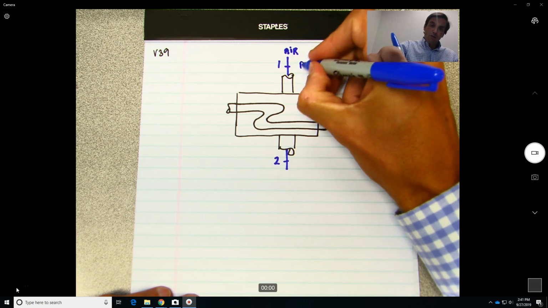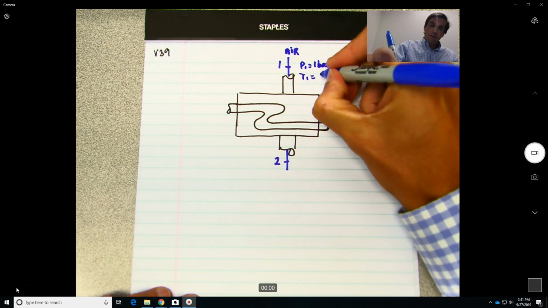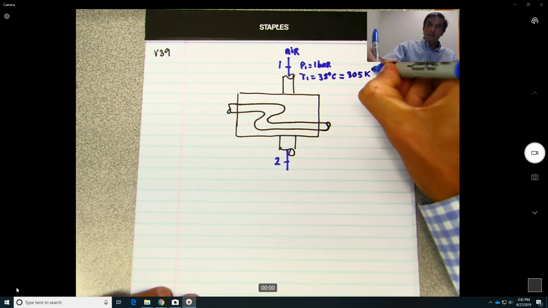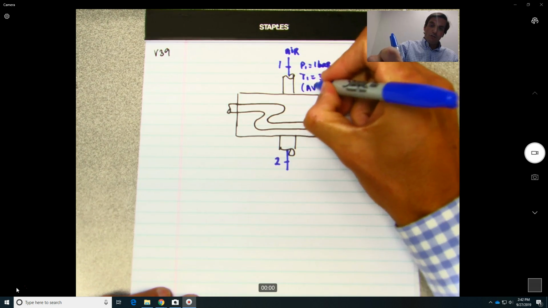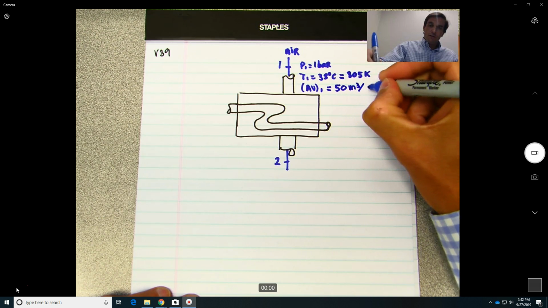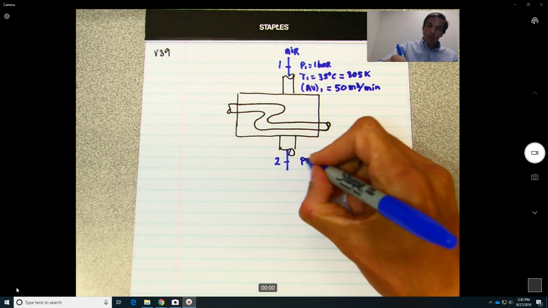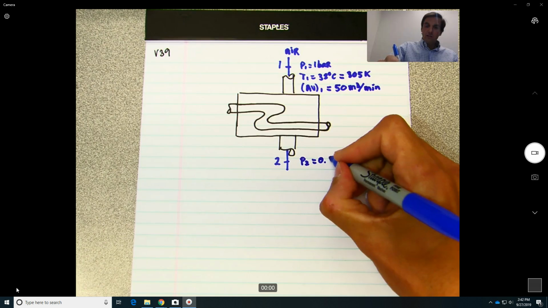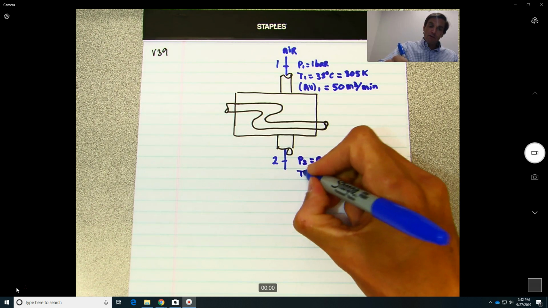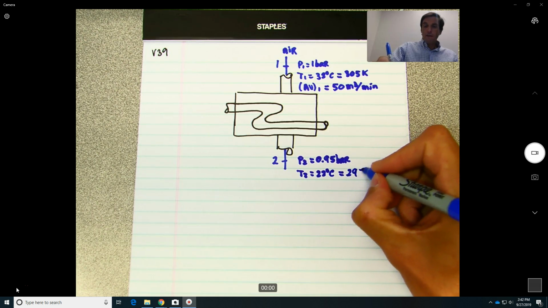And we know it's at 1 bar, temperature of 32 degrees Celsius, which is 305 Kelvin, with a volumetric flow rate of 30 cubic meters per minute, and it's exiting almost at constant pressure, 0.95 bar, at a temperature of 22 degrees Celsius, which is 295 Kelvin.